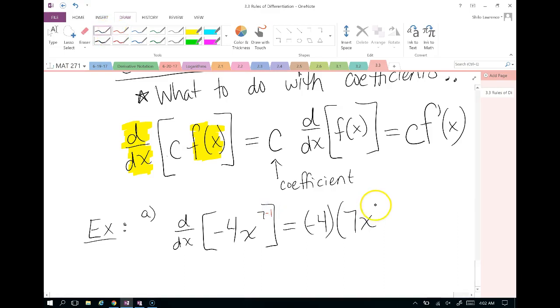So 7 minus 1 is 6. And we can simplify that a little bit because I've got two numbers being multiplied together there. -4 times 7 is -28. So our derivative is -28 x to the 6th. So the -4 coefficient, it just transfers onto the answer. We only apply our derivative rules to x's.